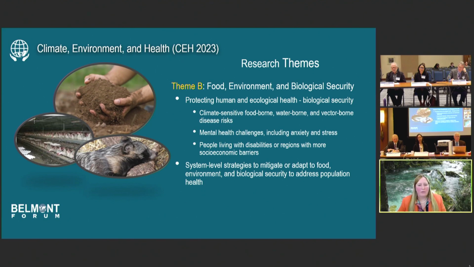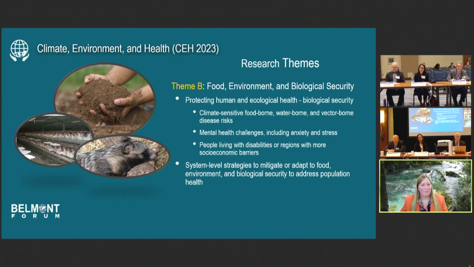We're looking for things that are climate sensitive, from foodborne, waterborne, vector-borne diseases, also things like mental health challenges, including anxiety and stress. So I want to also emphasize that AMR is definitely well within this framework. It's not the only pathway that folks can undertake projects around. In addition, we are looking to understand system level strategies to mitigate or adapt to a lot of the examples that both Jim and Nancy were talking about earlier in their talks.